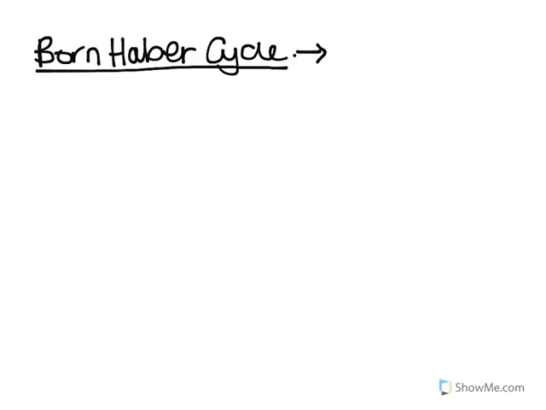So, in the topic of energy cycles, the Born Haber cycle is the cycle that we choose when we are dealing with ionic compounds rather than the Hess cycle which we used for covalent substances, but not only. And in particular, it's when we're dealing with lattice energy of ionic compounds.